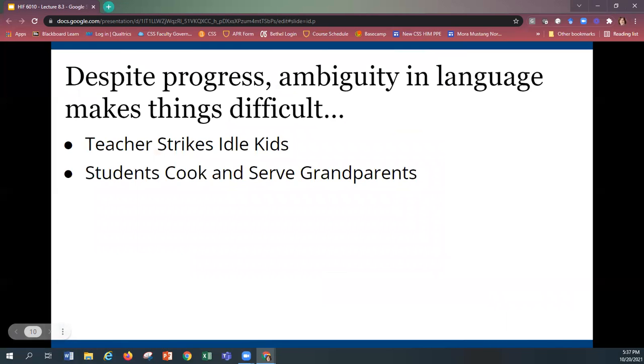So despite the progress being made, natural language processing is only as effective as our proper use of natural languages to convey the correct meaning. So here's a few examples to illustrate the ongoing challenge. In the first example here, it's hard to know which word is the verb. Is a teacher striking idle kids, or are teachers strikes idling kids? In the second example, are students cooking for and then serving their grandparents, or are the students cooking and serving their grandparents? So if we're confused regarding the meaning, then rest assured that the computer will be just as confused.